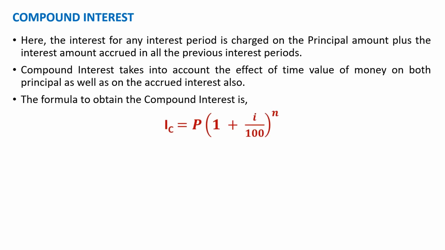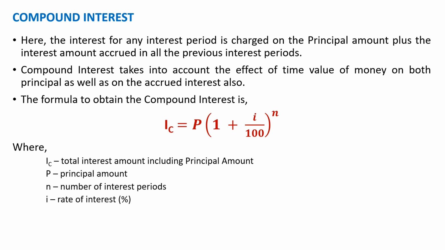IC is equal to P multiplied by (1 plus I by 100) all to the power of n, where IC is the total interest amount, P is the principal amount, n is the number of interest periods, and I is the rate of interest in percentage.